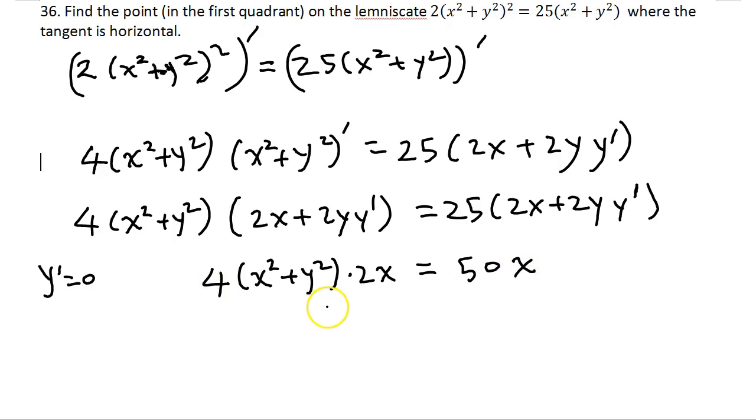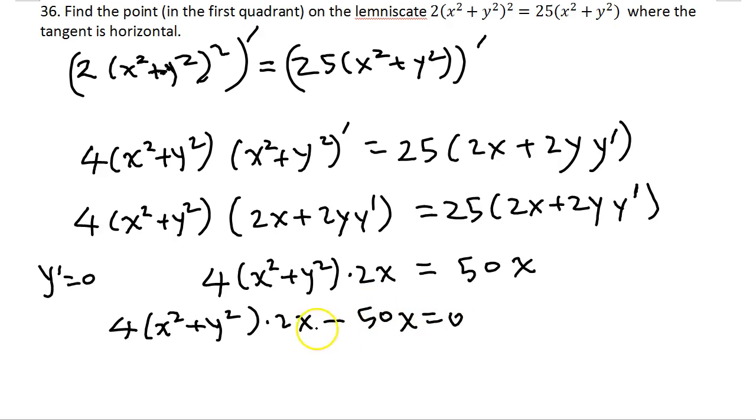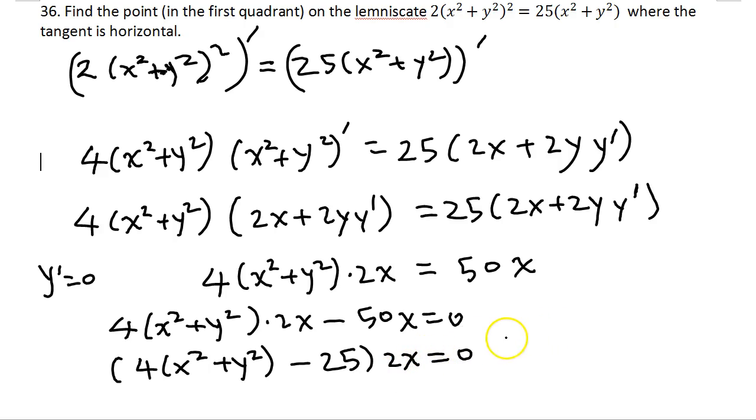Okay, and then if I move the 50x to the other side, I get 4x squared plus y squared times 2x minus 50x, and I see that they both have x, and they also have 2 as the common factor. So from these two terms, I can factor the 2x out. If I factor the 2x out, I end up with 4 times x squared plus y squared minus 25 times 2x equal to 0. Okay.